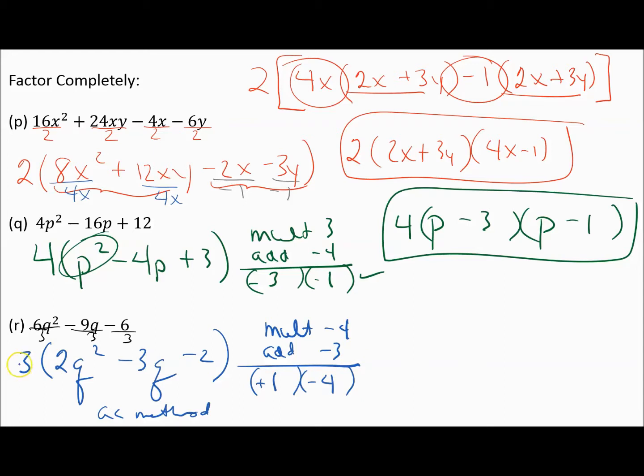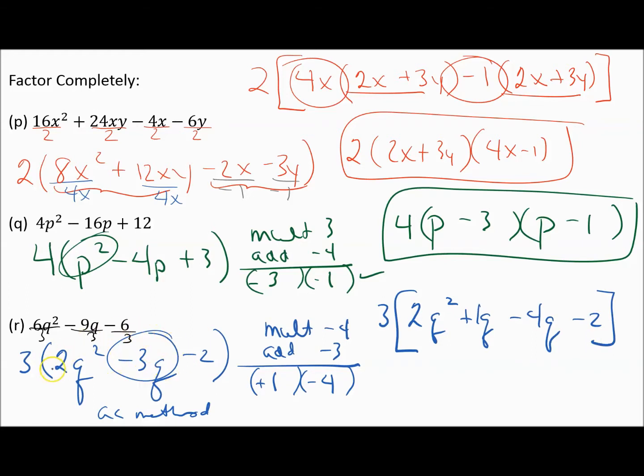Now, what do we do? The 3 stays up front, and let's put some big brackets because we're going to have to do factor by grouping. The 2q squared we keep. We replace the negative 3q with plus q, or 1q, minus 4q. We need to put the 1 there, minus 2. So notice we rewrote this trinomial, replacing the -3q with the two numbers we found with the variable q with it. Now, I'm going to do factor by grouping, so I'm going to group these two together and these two together.